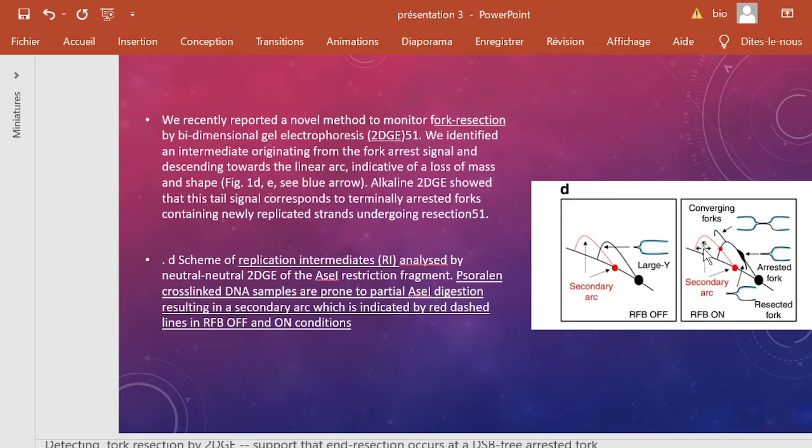Here they are, secondary arc. So, psoralen, talking about the secondary arc: psoralen cross-linked DNA samples are prone to partial digestion resulting in a secondary arc, here it is, which is indicated by red dashed lines in reversed fork barrier off and on conditions. Okay, then we keep going.